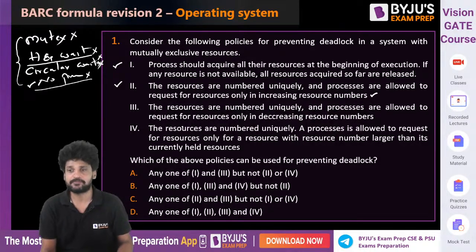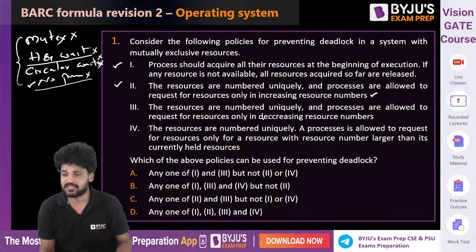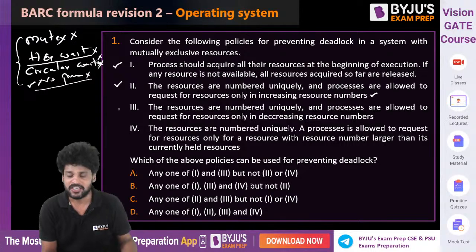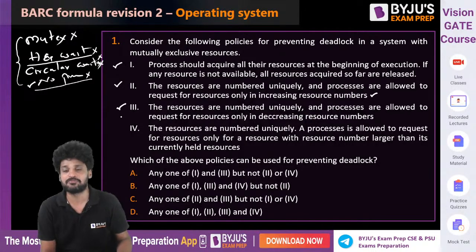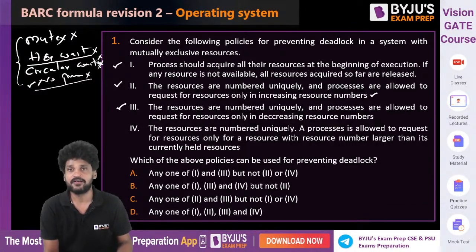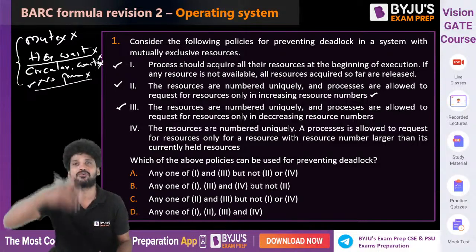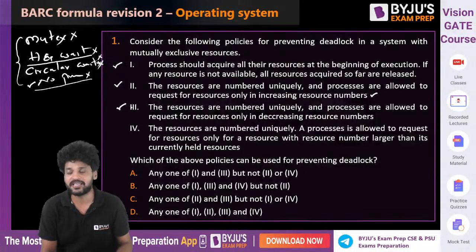And the third one is, the resources are numbered uniquely and the processes are allowed to request for the resources only in the decreasing resource numbers. Of course, this is also another mechanism to avoid the circular wait. Circular wait can be avoided in two ways. A process may request for the resources either in the increasing chronological order or in the decreasing chronological order. So by using 2 and 3, we will be able to avoid the circular wait.